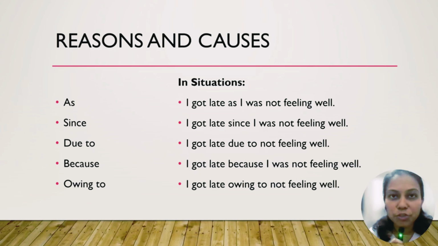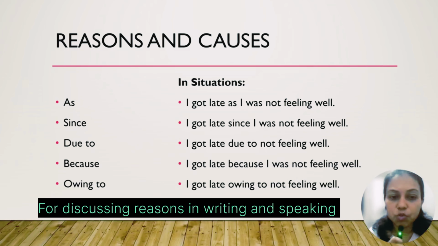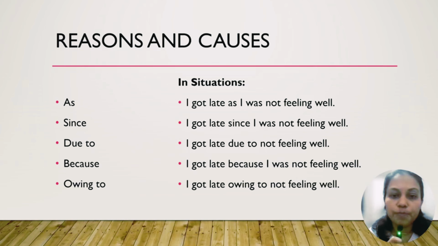Now, when you want to give reasons and causes, these are used, which are great for discussing reasons. For example, as, since, due to, because, owing to. Let's see how to use them in situations. I got late as I was not feeling well. I got late since I was not feeling well.